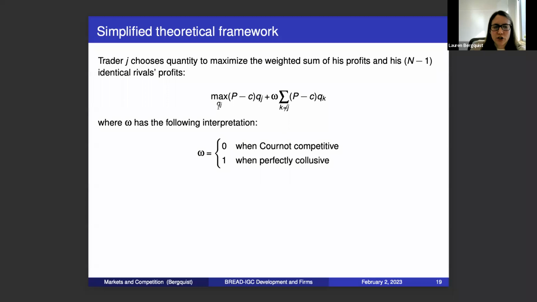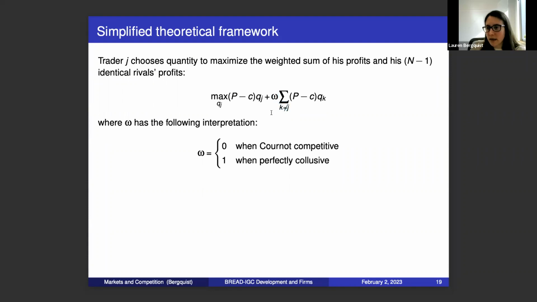So trader J is going to choose quantities to maximize first his profits. So it's just price minus cost times his quantity. Again, very simple. Plus the weighted sum, and we'll come back to these weights in a moment, of the profits of all of his rivals. Okay. And so how do we interpret this profit weight here, this omega?